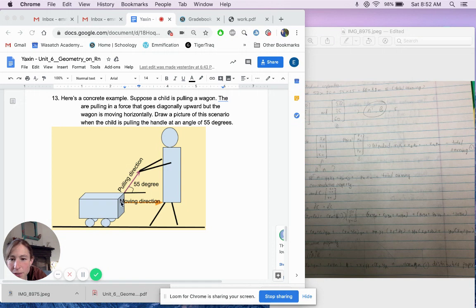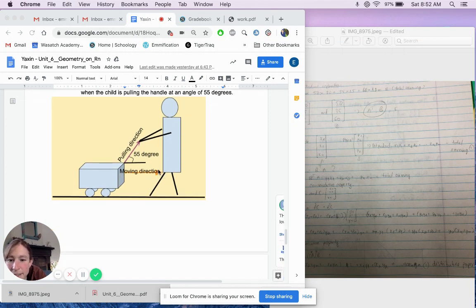So Yashin's drawing is really great. This child is pulling the wagon 55 degrees and it's moving horizontally. So the work done by the child is the distance that it moves. That'll actually be the magnitude of this moving direction vector. And then it's the distance that it moves times the force in that direction. So we're multiplying the length of this and the x component of the force vector. So what we first have to calculate is this x component.